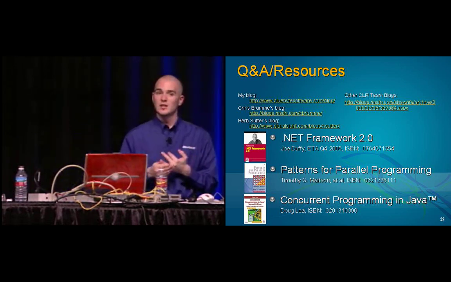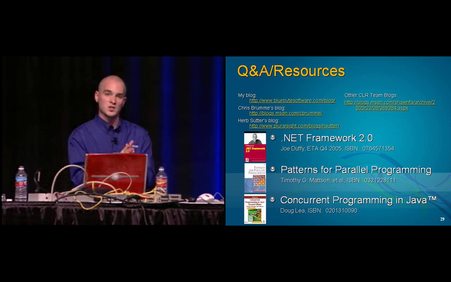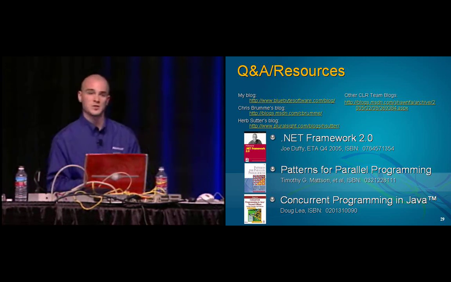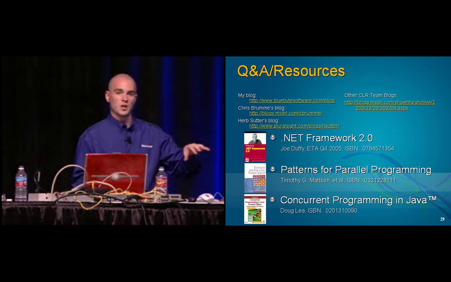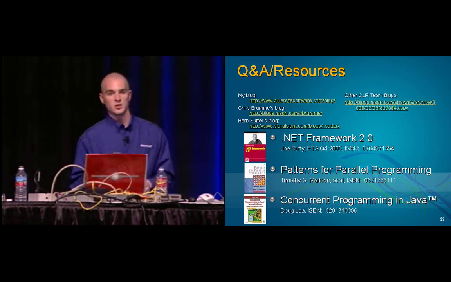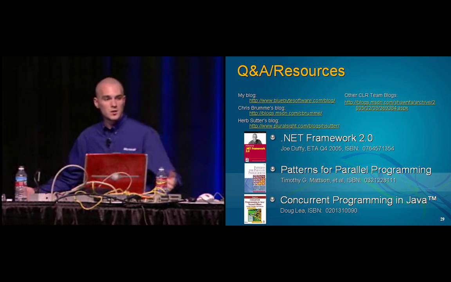This last book, while it's concurrent programming in Java, is actually very, very pertinent to C#. A lot of the topics discussed there transfer very nicely over to C#. A lot of the constructs in Java are similar, and it talks about a lot of fundamental concepts that aren't specific to a technology. And that's it.